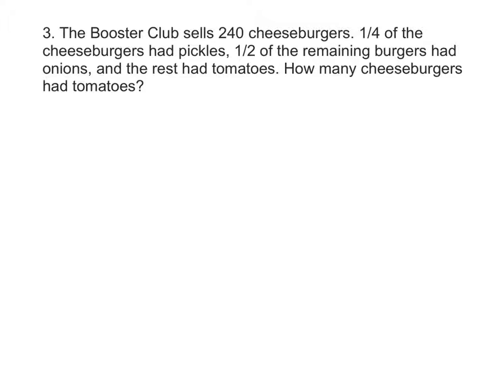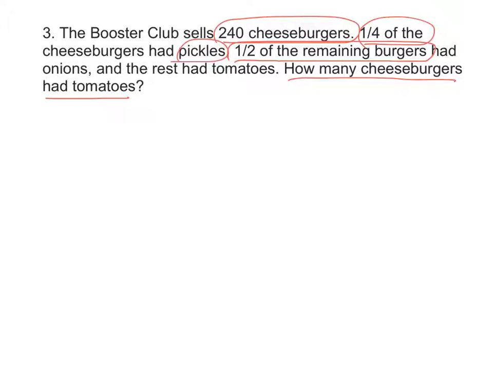So, the Booster Club sells 240 cheeseburgers. 1/4 of those cheeseburgers had pickles, and then 1/2 of the remaining burgers had onions, and then the rest had tomatoes. How many cheeseburgers had tomatoes? Let's underline what the question is asking, which is? Good. And now let's circle the important information. Altogether, there's 240 cheeseburgers. 1/4 of them have pickles. And then, 1/2 of the remaining had onions. And the rest had tomatoes.